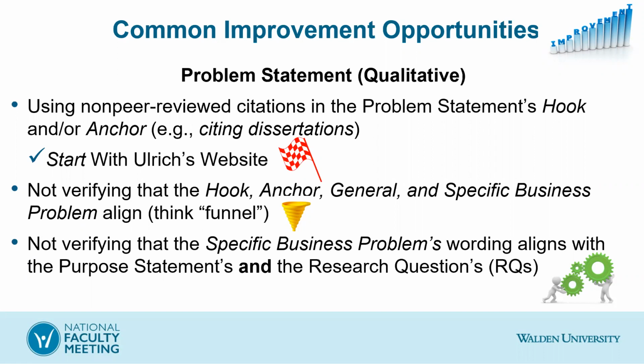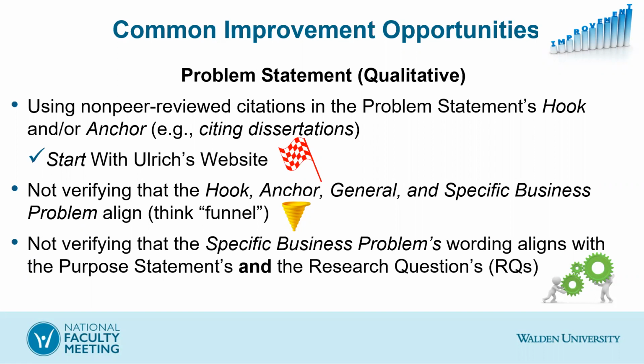Good starting point. Not always sufficient, because sometimes Ulrich's will list something as not being peer-reviewed. But if you go to the actual web page for the home of the journal, you'll see that yeah, we use a double-blind, peer-reviewed process for the acceptance or denial of acceptance for articles. So Ulrich's is a useful starting point, but not always sufficient.